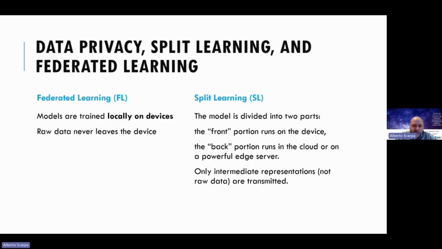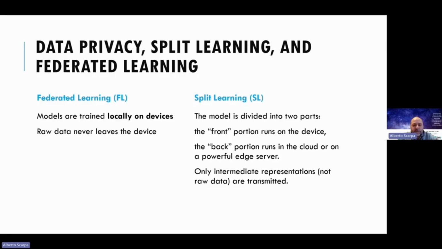So there are two emerging technologies that help to address this problem. One is called federated learning, where the models are trained locally on the device and only the gradients, the trained models, are sent to the central server that merges all the trained models together. So the raw data never leaves the device.